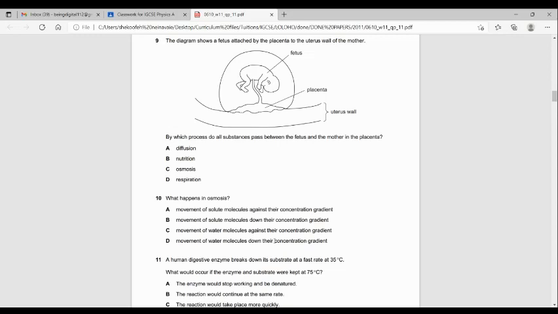But here there is no energy being used in diffusion. In diffusion and osmosis, there is no energy being used because it's simply going down the concentration gradient, from where they are higher to where they are lower. So it's a movement of the water molecules down the concentration gradient. D is the answer to this question. Question number 11.